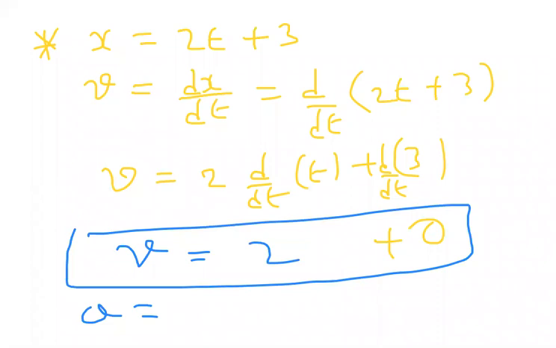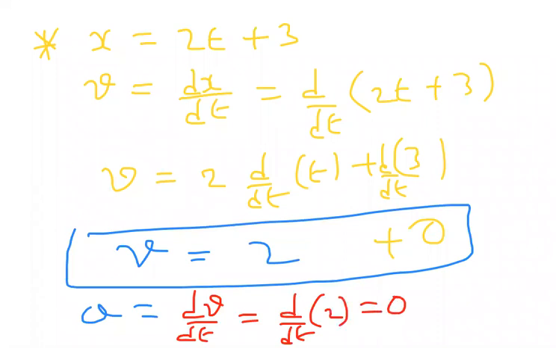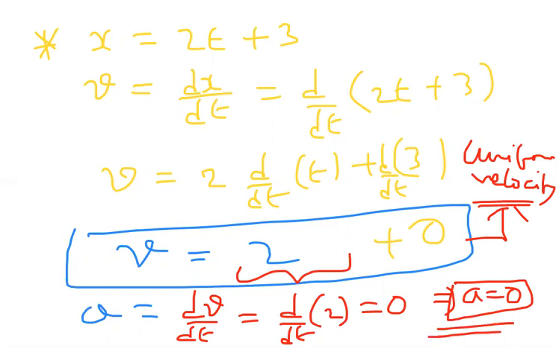So velocity is 2. What about acceleration? The acceleration formula is d by dt of velocity, we write dv by dt. Now d by dt of a constant is 0. That means acceleration is 0. Acceleration is 0 and velocity is independent of time. We can call it uniform velocity. Uniform velocity means velocity is independent of time; there is no time function, and acceleration is 0. I hope now you are clear with how to handle uniform velocity.